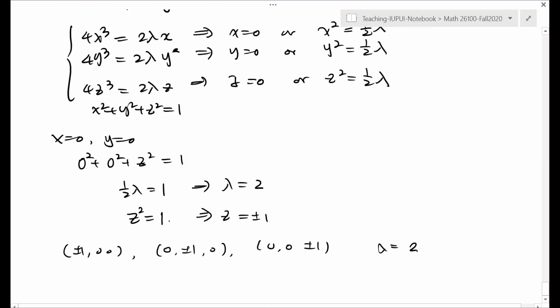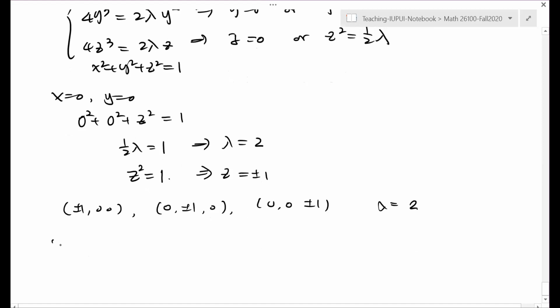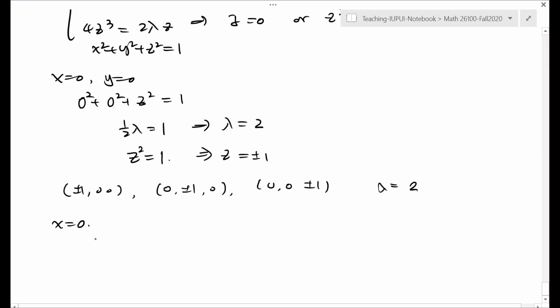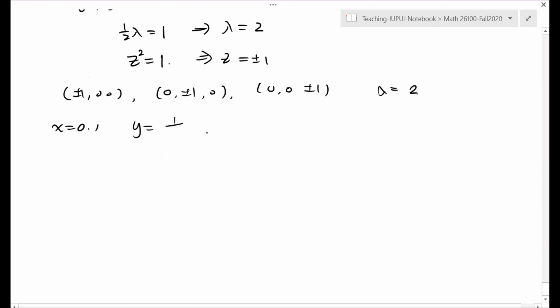Now there's another case, where only one of them is 0. Only one of them is 0. X is 0, but y is not going to be 0, and z is not going to be 0. That's also possible. When x equals 0, y is not 0, y is going to be half of lambda, right? z is going to be half of lambda.